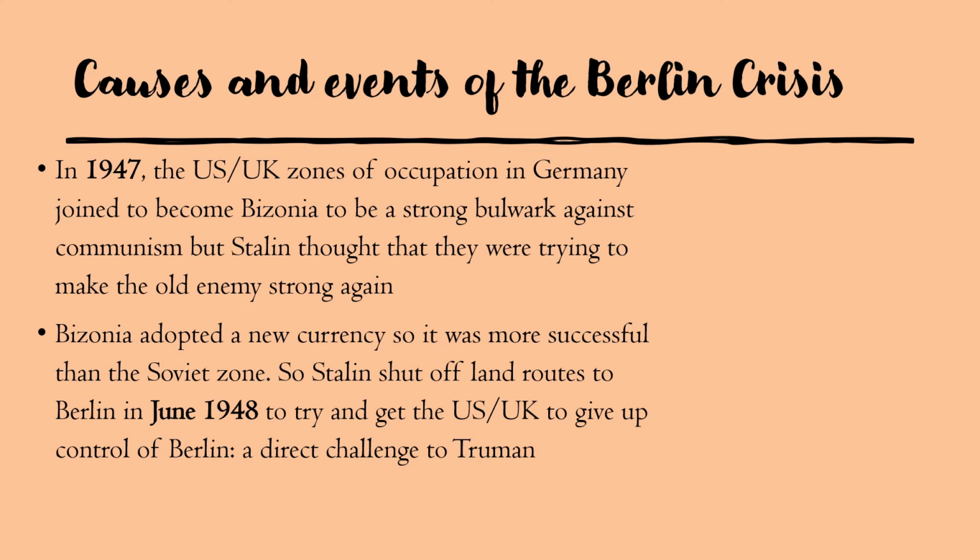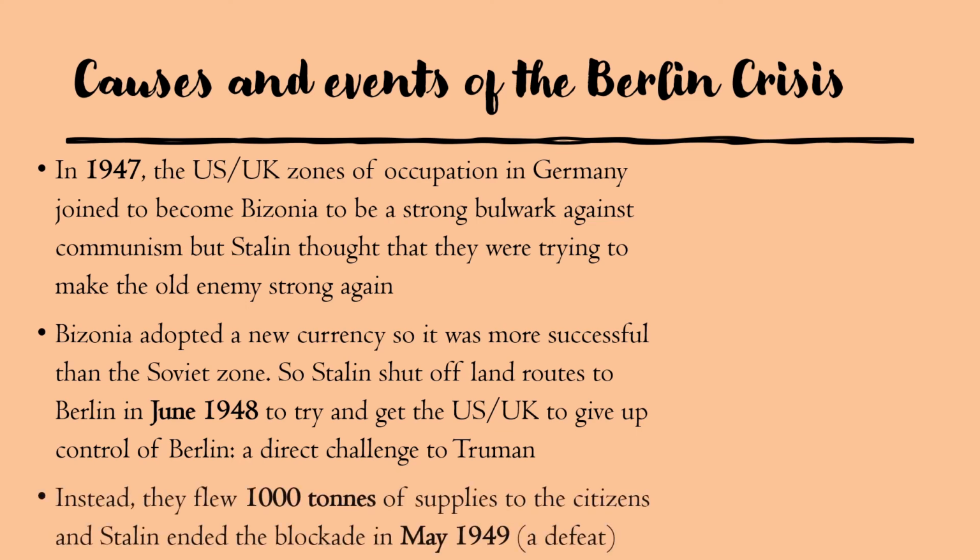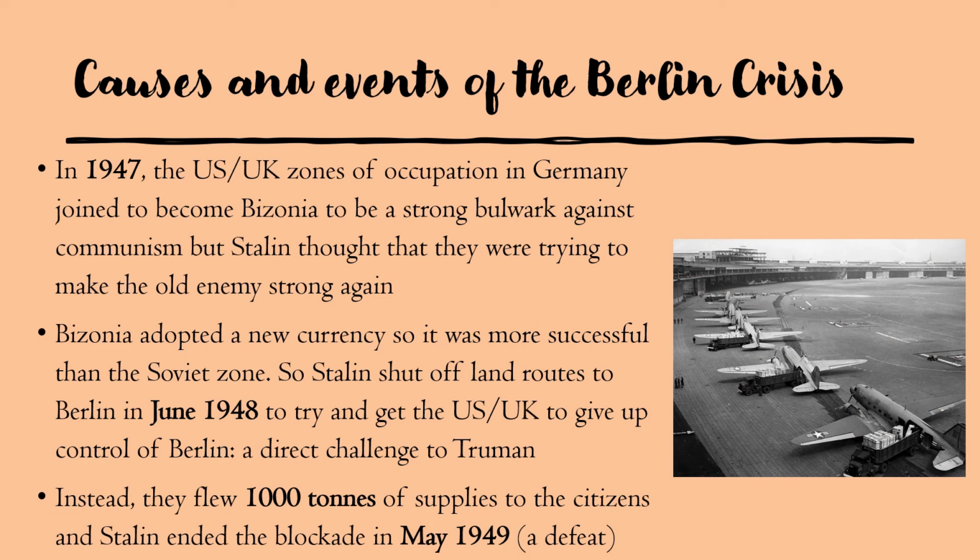And this was a direct challenge to President Truman. Stalin was trying to get him to completely give up control of Berlin, and this would be a huge propaganda victory for Stalin to say that the US and UK were fleeing from Berlin and that he was now in complete control of the German capital, and so he tried to shut off land routes. However, this did not work.